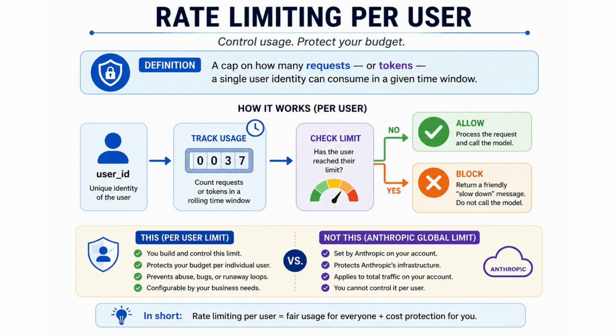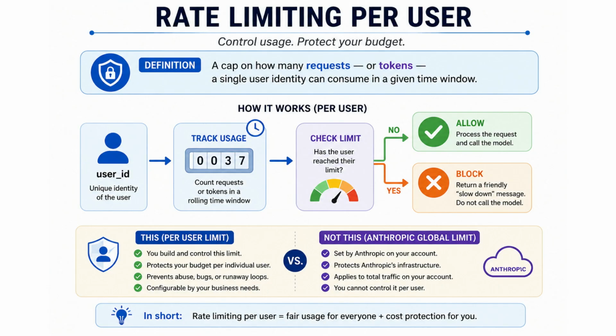If the user stays below the configured limit, the request is allowed, and the AI model generates a response as usual. But once the user reaches the limit, the application stops sending requests to the AI model. Instead, it returns a friendly message, such as, "You've reached your limit, please try again in a moment." This protects your budget because you don't pay for additional AI completions after the limit has been reached.